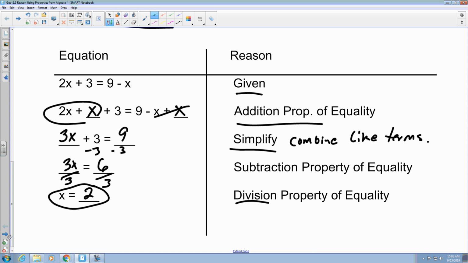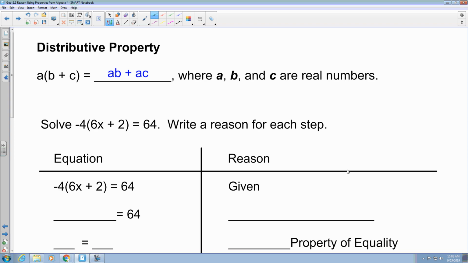Okay, let's look at another one. First off, we have the distributive property. Same thing goes, letting A, B, and C be real numbers. What they did here is they had A on the outside and on the inside, the sum of B plus C. All we're doing is multiplying A by B and A by C, which is why we get AB plus AC. That is another property that we're very familiar with, but we don't always put it as a reason for why we solve a particular equation.